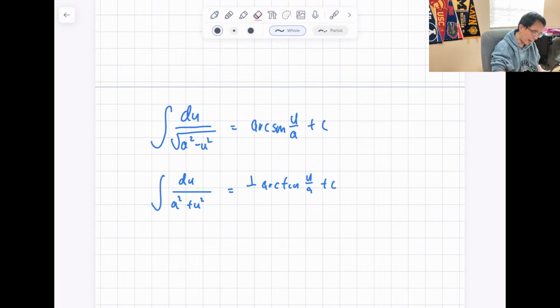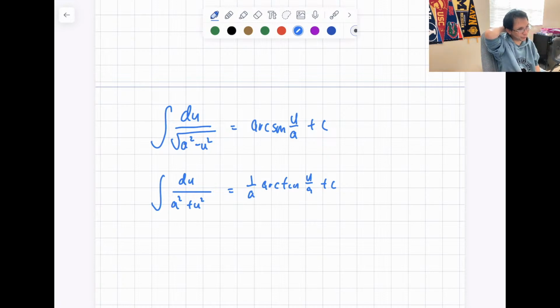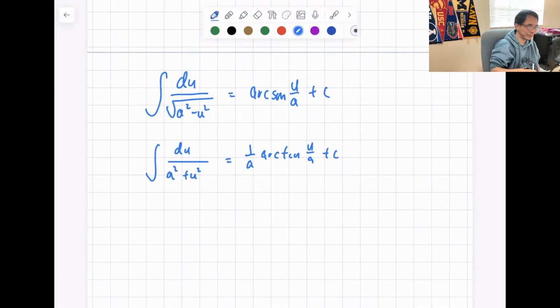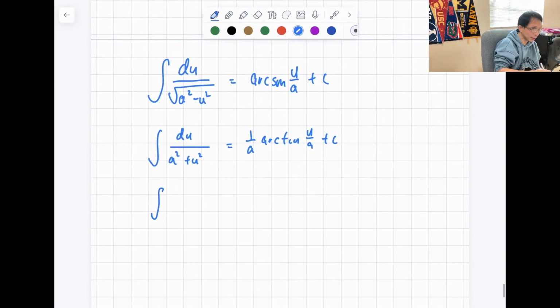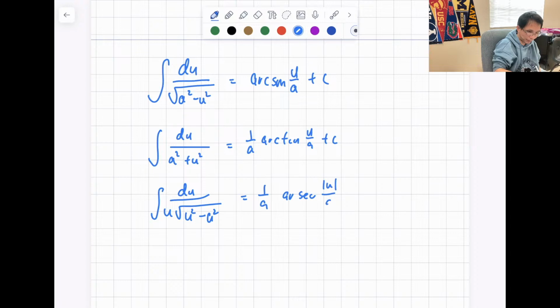And one of the things that always puzzled me, and I didn't actually look it up, is why the arctan has 1 over a in the front and arcsine doesn't have 1 over a in the front. Everything else has 1 over a in the front. I didn't bother to look it up, but it'll be an interesting topic. You can look up why that is. For du over u times the square root of u squared minus a squared, it doesn't need absolute value there, and it is equal to 1 over a arcsecant of absolute value u over a plus c.